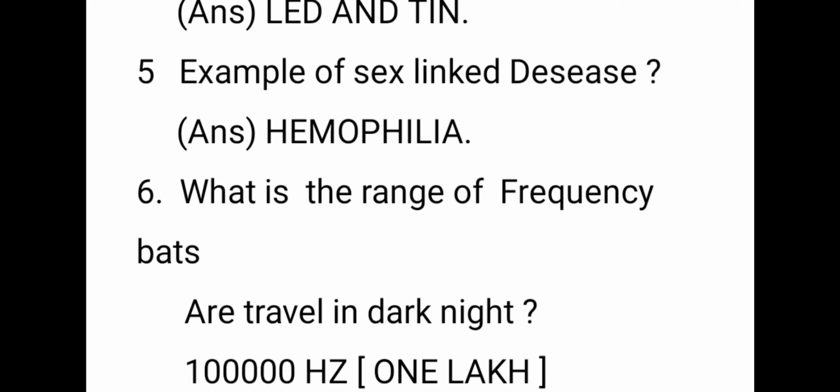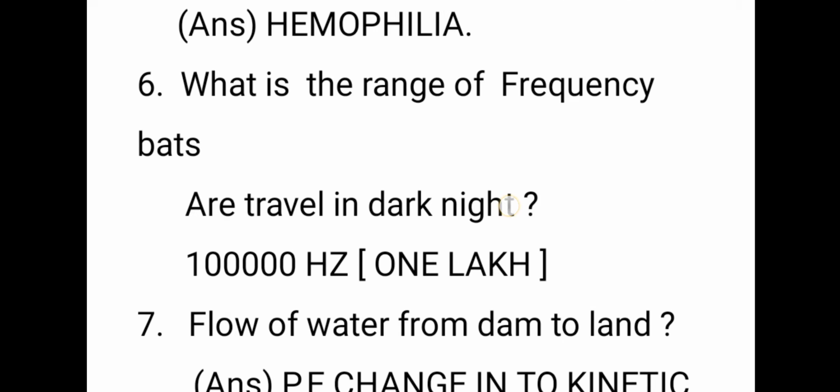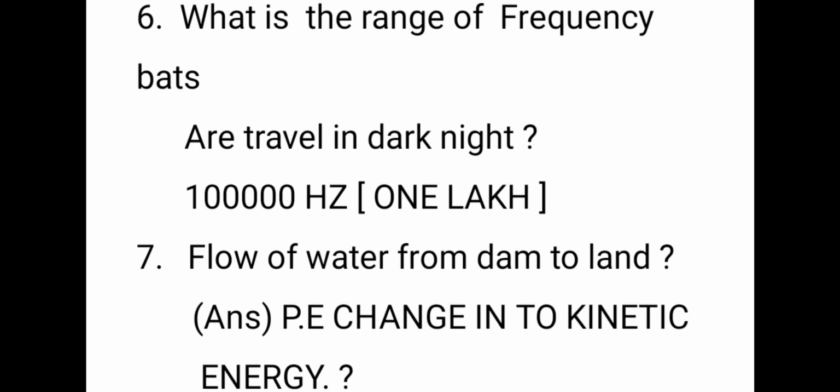The next question: what is the range of frequency at which bats travel in the dark night? That is 1 lakh hertz. Generally, according to frequency in hertz, sounds are of three types: infrasonic sounds, the audible range, and ultrasonic sounds. Infrasonic sounds are in the range 0 to 20 hertz only, so humans cannot hear them. 20 to 20,000 hertz can be heard by humans; that is the audible range. More than 1 lakh is ultrasonic sounds.